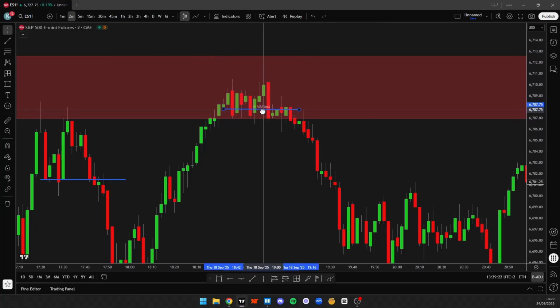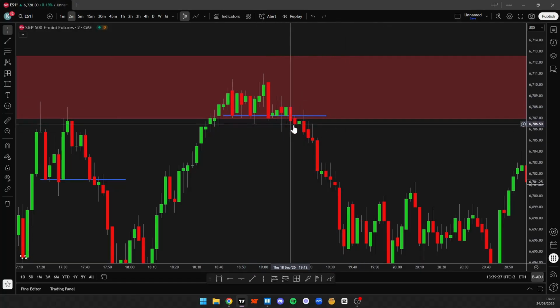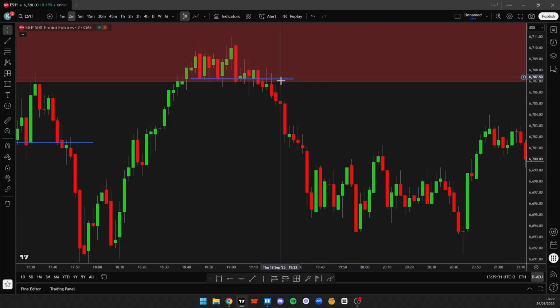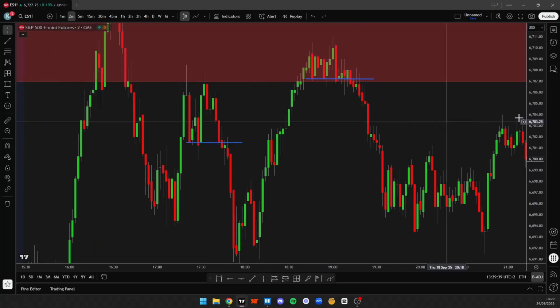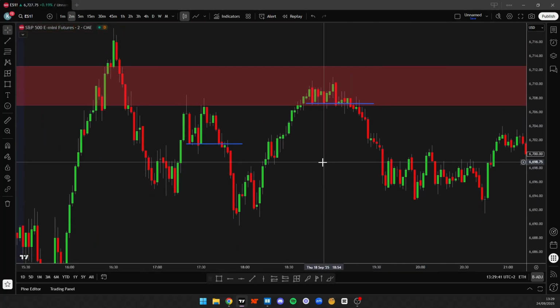You can also put the structure lower, of course. You can do it like this. And then what do we see? The structure gets broken and then retested, and maybe you find an entry somewhere here, and you have a nice, massive move to the downside. Okay, look at this move, 12 points, right, in a matter of minutes, 15 minutes maybe. So these are all examples of how I would enter the market.